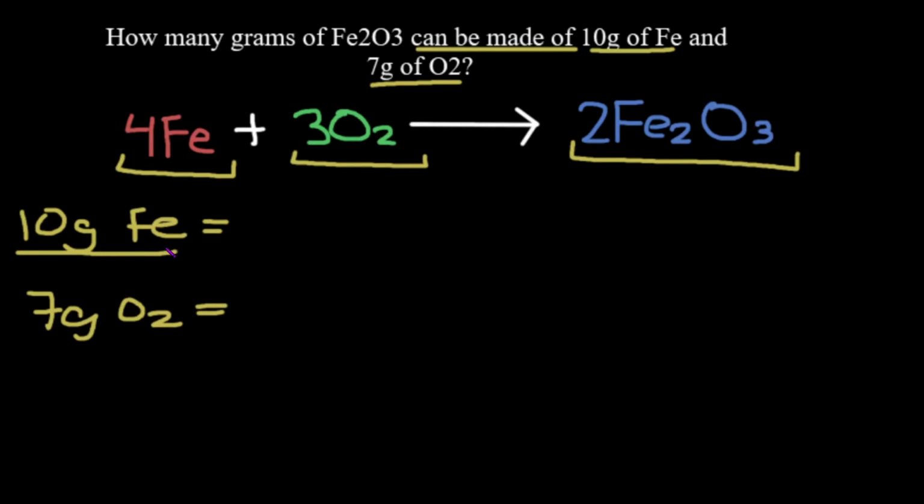The molar mass of iron, for 1 mole, is 55.85 grams per mole. So you would have to divide 10 by 55.85, and that will give you 0.179 moles.